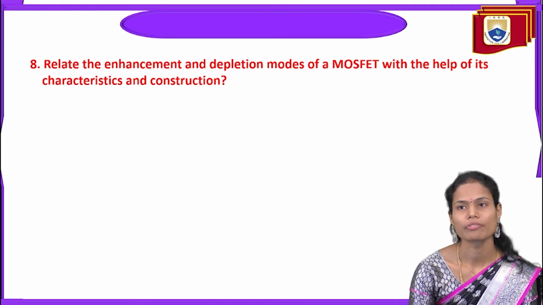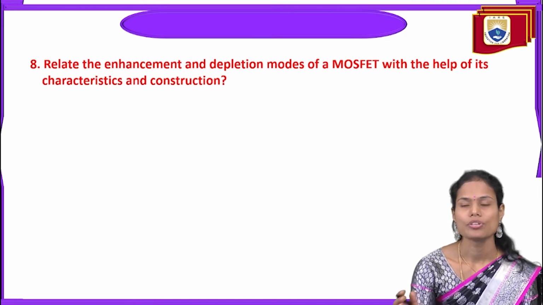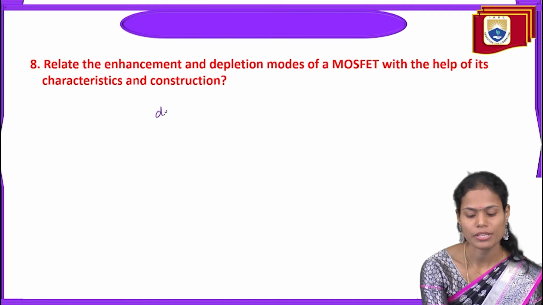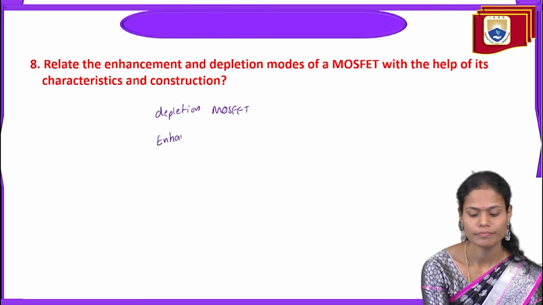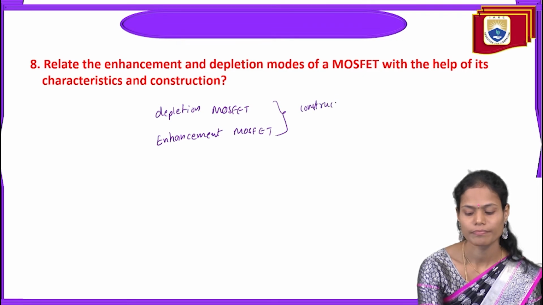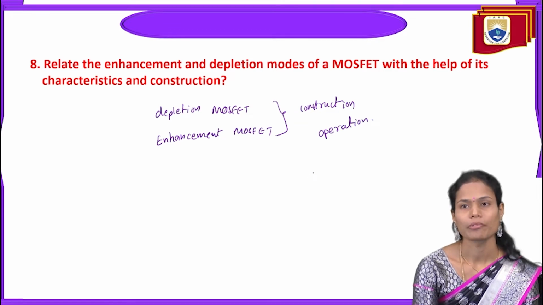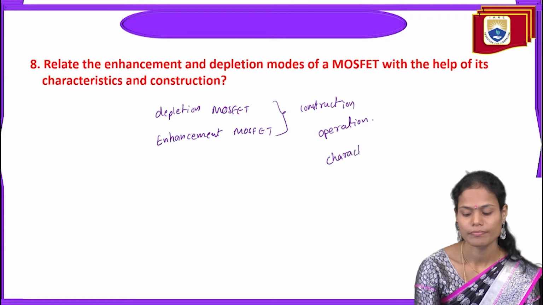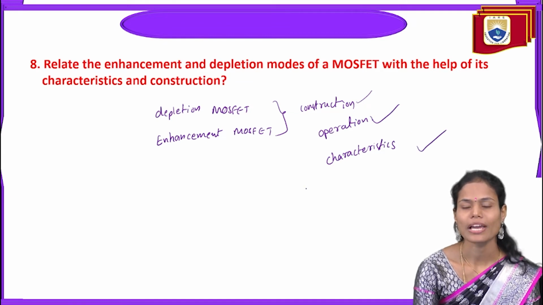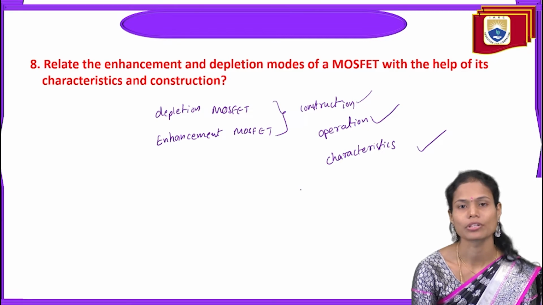Relate the enhancement and depletion mode of a MOSFET with the help of its characteristics and construction. So in this particular question, we have to give the circuits of depletion MOSFET and enhancement MOSFET. Give the circuits of both the MOSFETs. That is nothing but construction, as well as operation of both the types of MOSFETs and also the characteristics. So each and every one of these points, along with the relevant circuits and waveforms, we need to explain in detail in this particular given question.